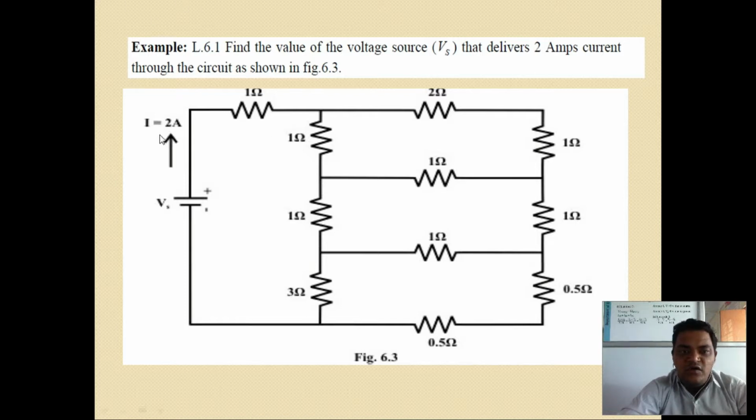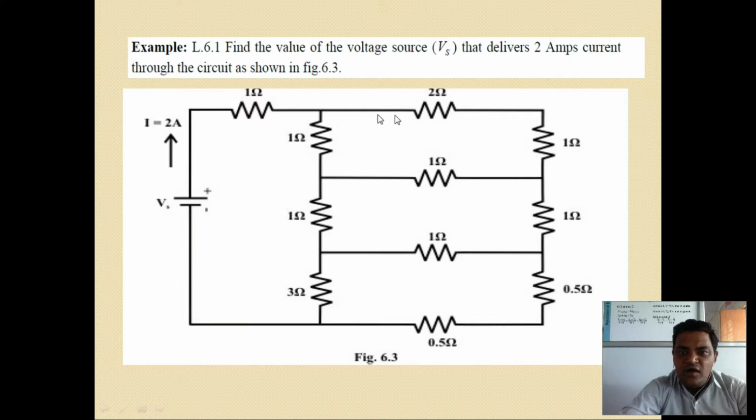From this figure, there is a voltage source, the unknown source. The current flowing through this circuit is 2 ampere. The 1 ohm resistance is in series with the equivalent resistance of this whole network. The 2 ohm and 1 ohm are connected in series. Similarly, this 0.5 ohm and this 0.5 ohm are connected in series. So we have to redraw this circuit.